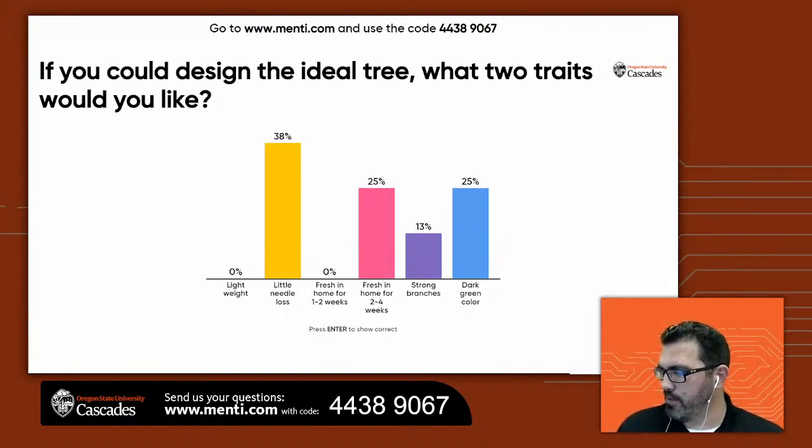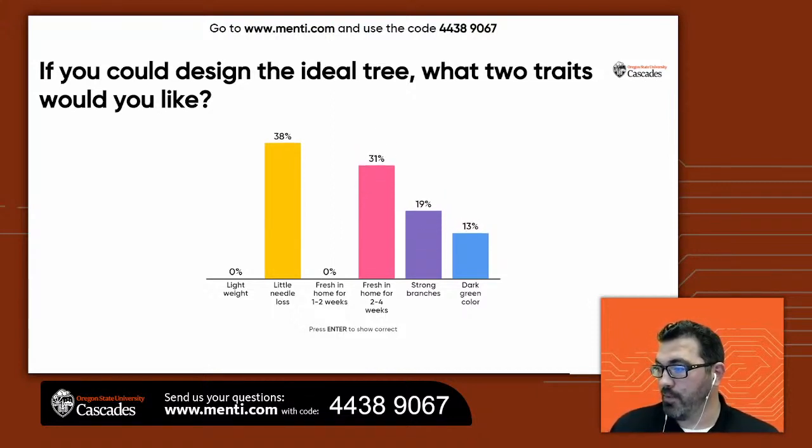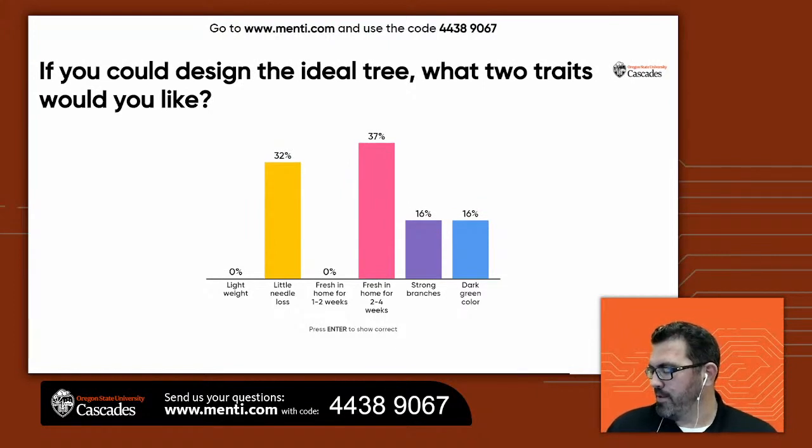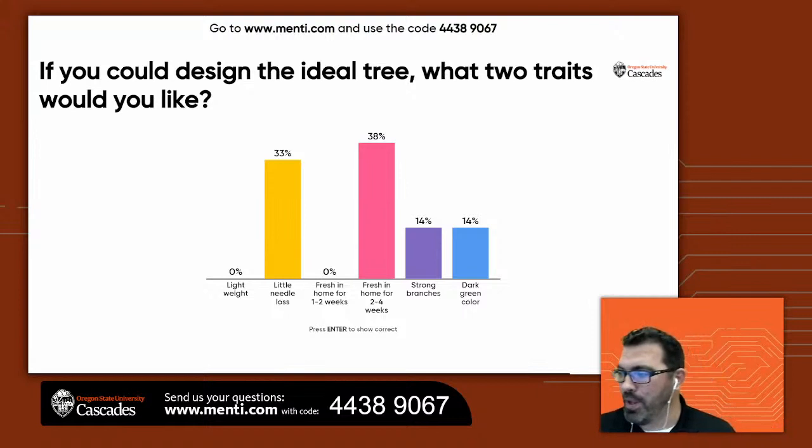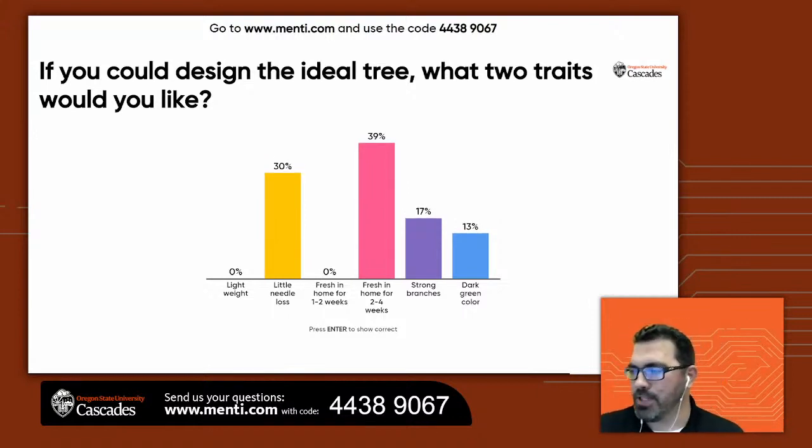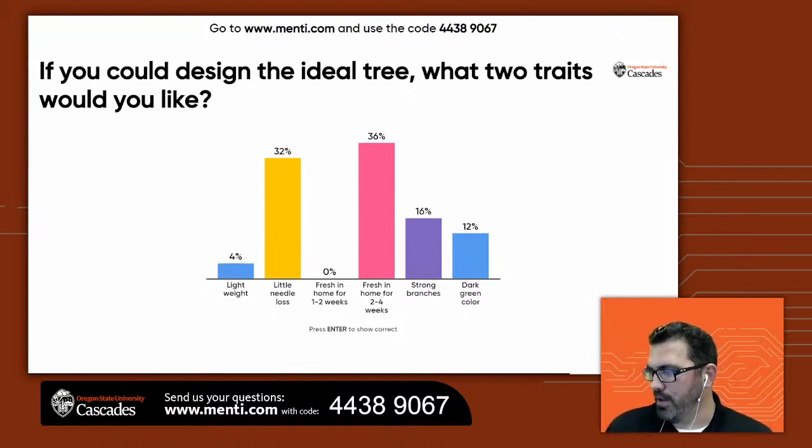Little needle loss, freshness. Oh, that's rising up, 2 to 4 weeks. Little needle loss is still the top. All right, so it looks like fresh in the home for 2 to 4 weeks, followed very closely after little needle loss, and then followed by strong branches and dark green color.